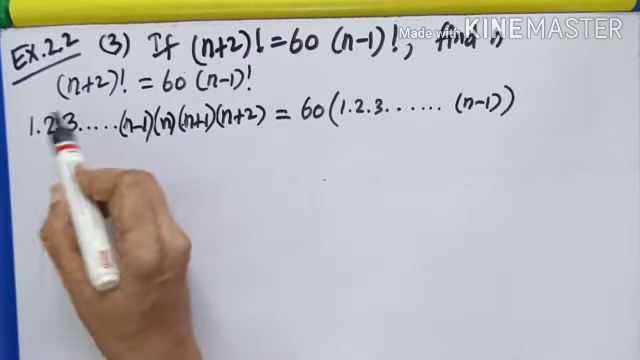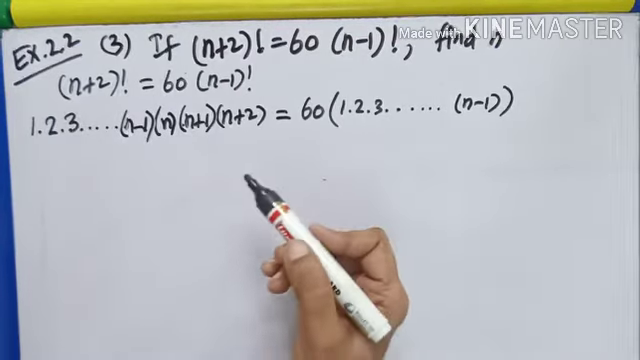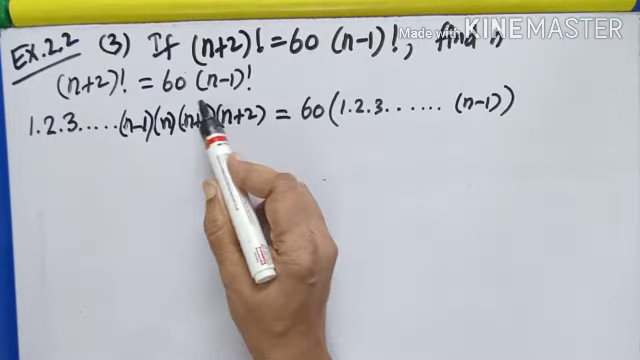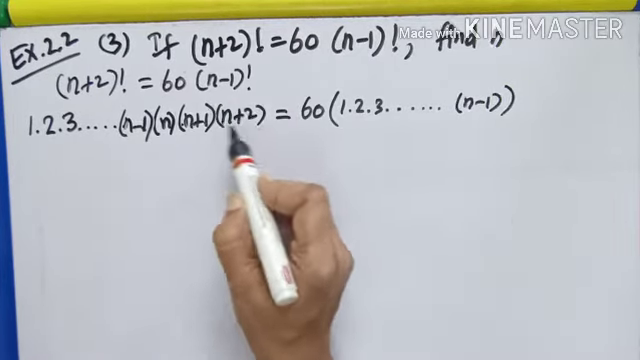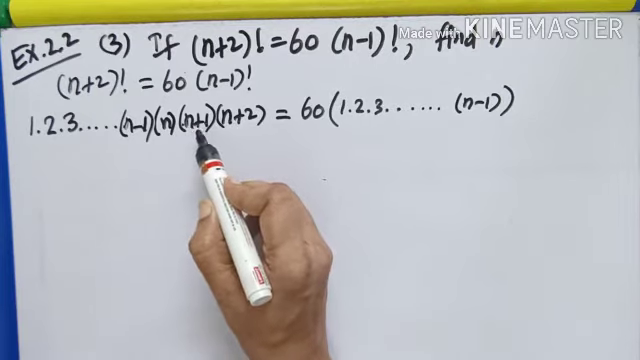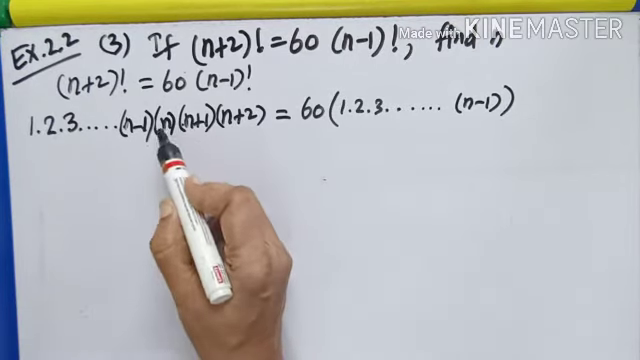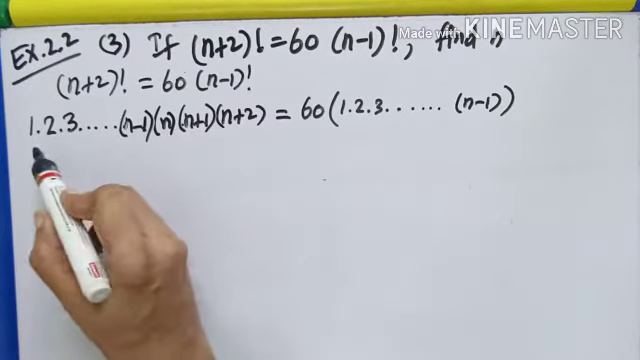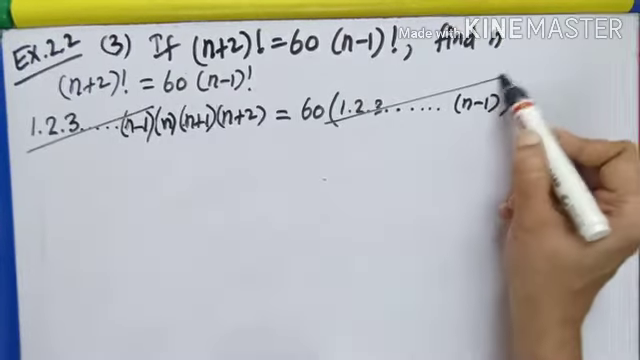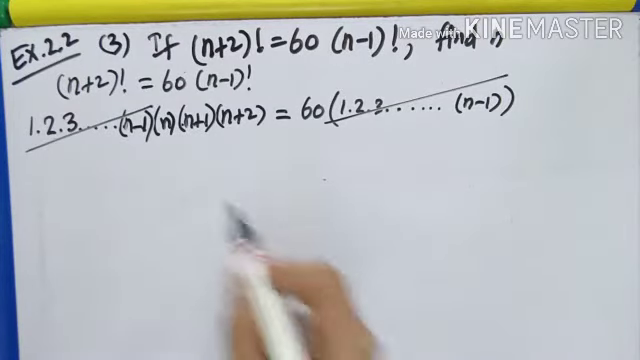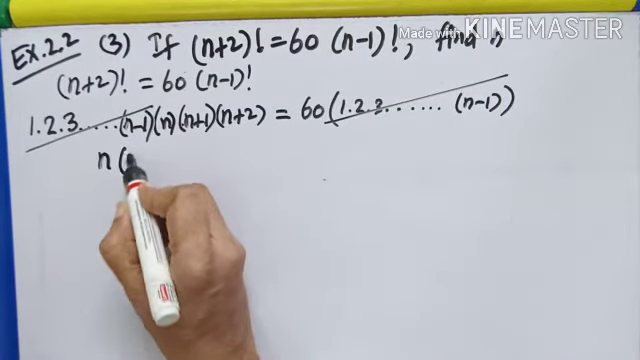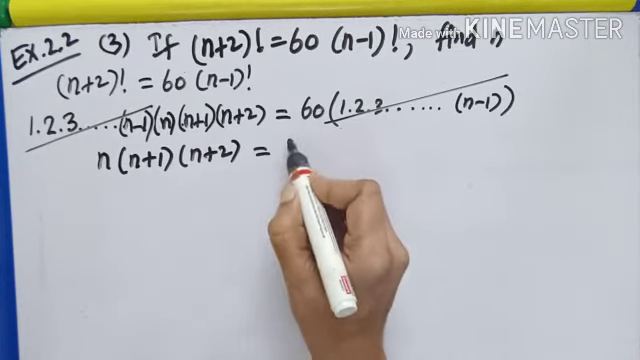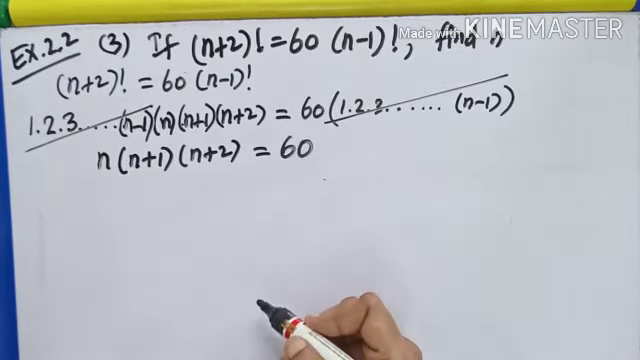For 3, the previous number is 2. For 4, the previous number is 3. For n plus 2, the previous number will be whatever number is here, subtract 1, that is n plus 1. Again subtract 1, that is n. Again subtract 1, that is n minus 1. Now 1 to n minus 1, 1 to n minus 1, I can cancel. What is remaining? N, n plus 1, n plus 2. The RHS I have 16.